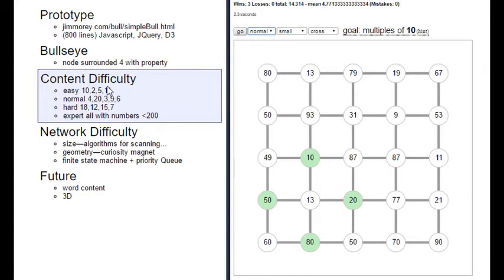If we move on to normal, though, we now have numbers that are 4, 3, 9, and 6. I think that the 3, 9, and 6 make it a little bit more complicated. And here we're looking for 4.